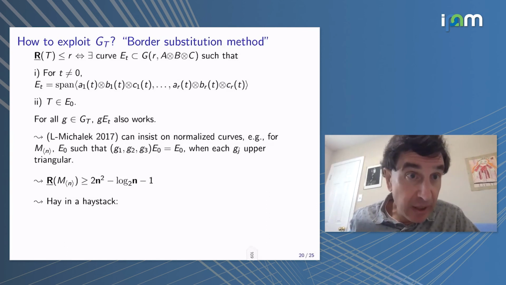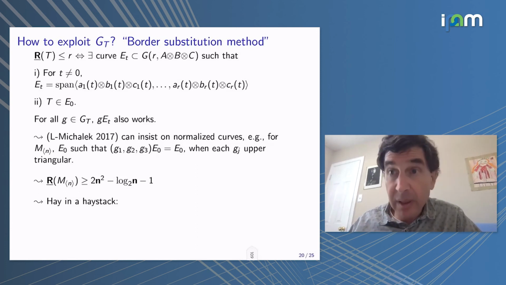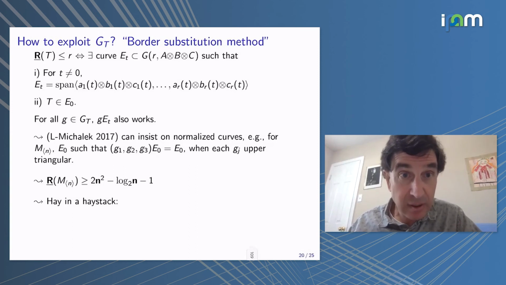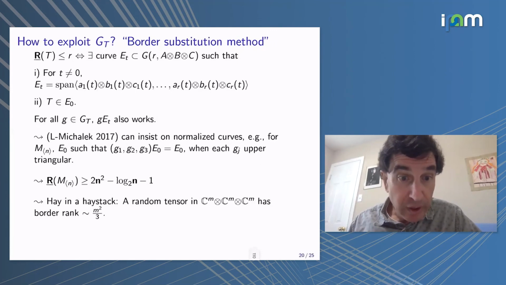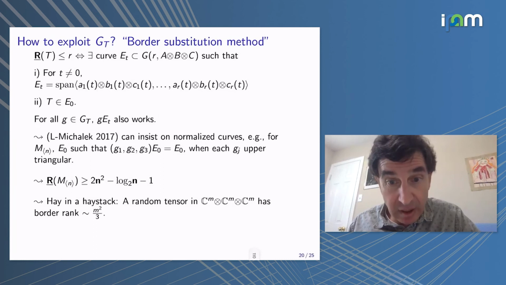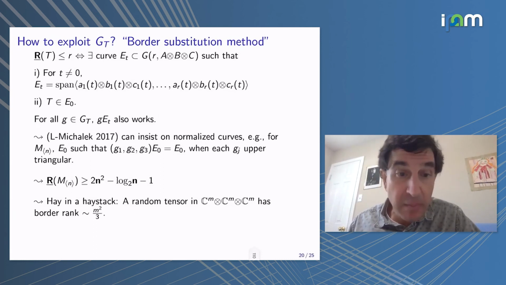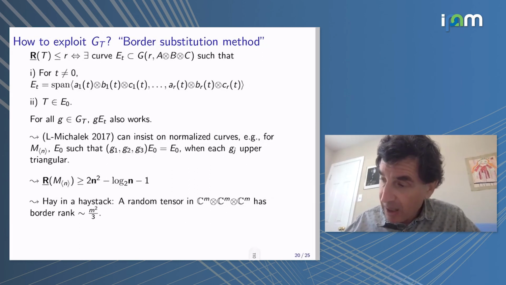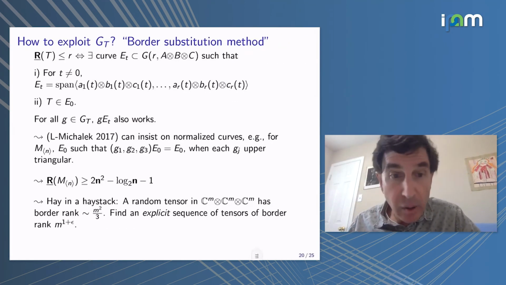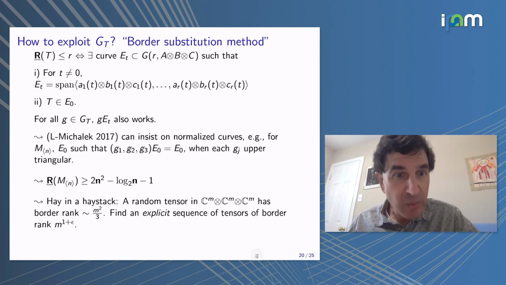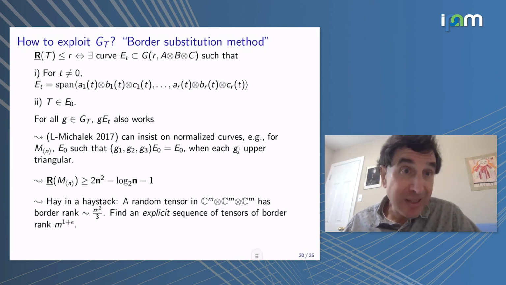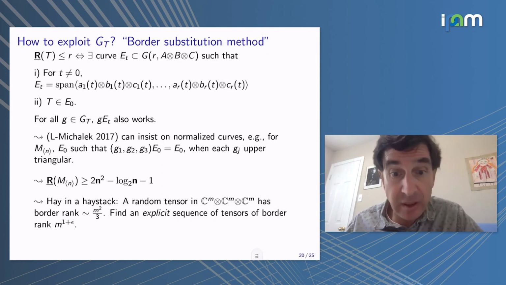This method is versatile. And I think I mentioned the hay in the haystack problem before. Let me, I have 15 minutes, right? Yeah. So then I'll tell you about the hay in the haystack problem again. Recall that a random tensor will have border rank around m squared over 3. And yet, there are no explicit, in the sense of computer science, sequences of tensors that provably have border rank m to the 1 plus epsilon. So you should be able to get something close to m squared. They can't even get a superlinear sequence.